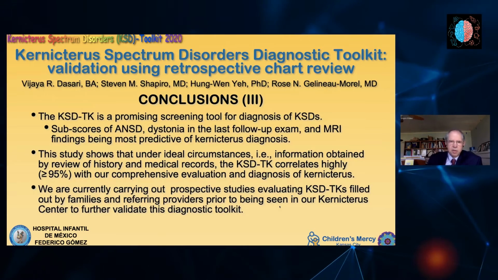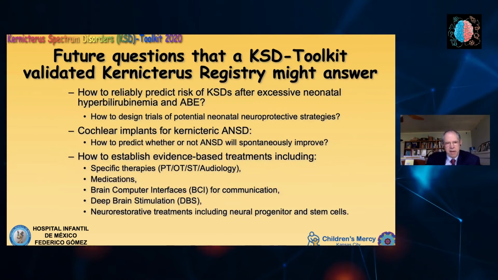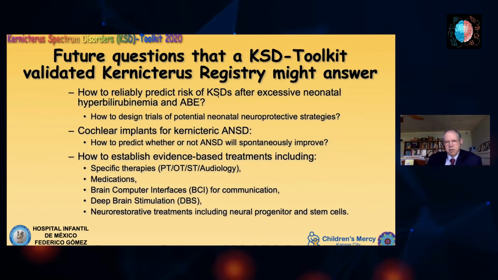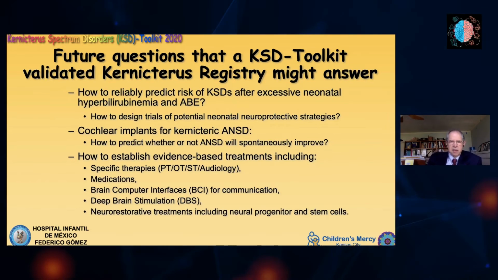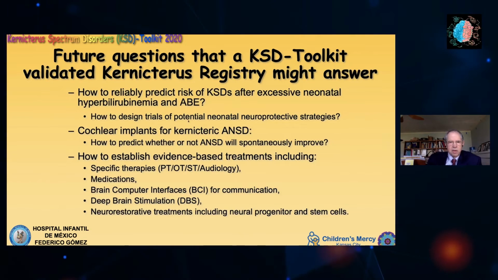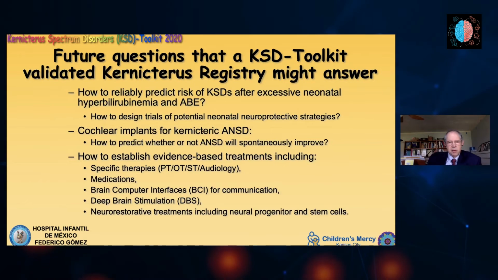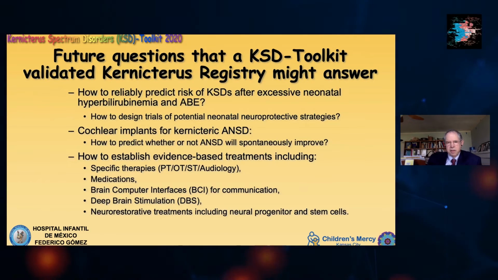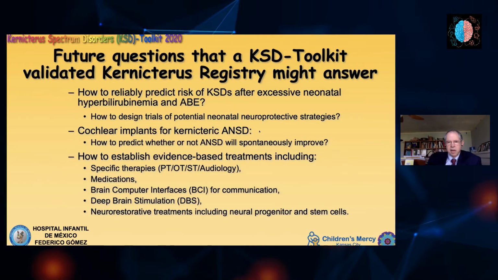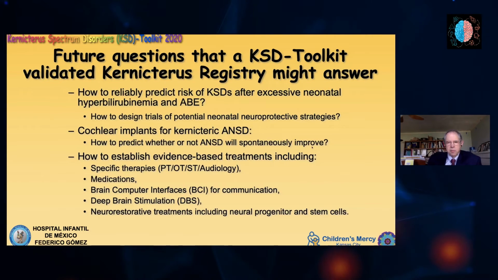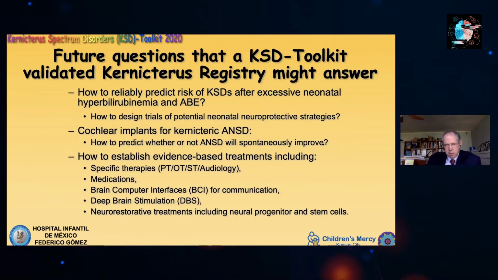Future questions that a toolkit might answer would be having a validated kernicterus registry so that you could reliably predict the risk of kernicterus spectrum disorders after excessive neonatal hyperbilirubinemia and acute bilirubin encephalopathy. How to design trials of potential neuroprotective strategies in neonates. Cochlear implants, which are used with success for the kernicteric auditory neuropathy spectrum disorder and deafness, and how to predict whether this condition will improve spontaneously or not, because it does in a minority.